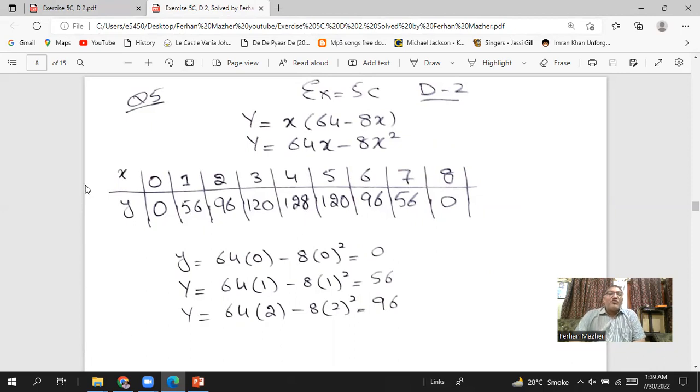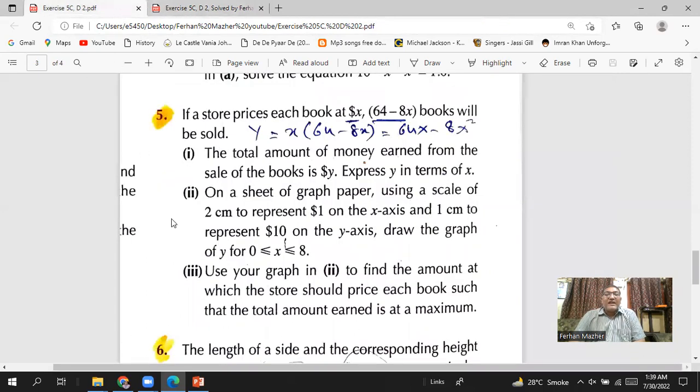So now we have to draw this graph, and the scale for the graph has already been given. On the x-axis, 2 centimeters will represent 1, and on the y-axis, 1 centimeter represents $10.